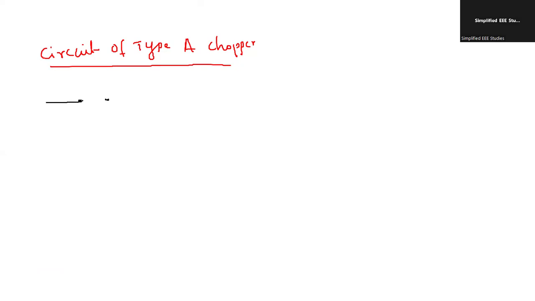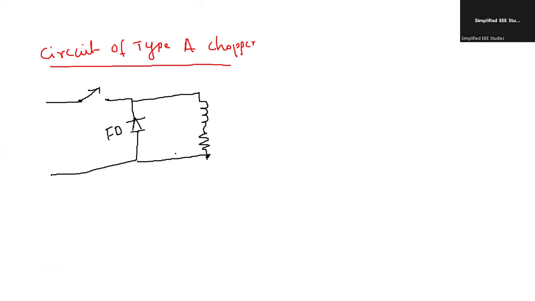So first you can mark the switch. This is my power electronic switch. Can be MOSFET, IGBT, power BJT, etc. Usually we'll be using either MOSFET or IGBT. Then we have a freewheeling diode, can mark FD, then a load. And we have the supply VS. And this is your inductor and the resistor. Basically, it is RL load.